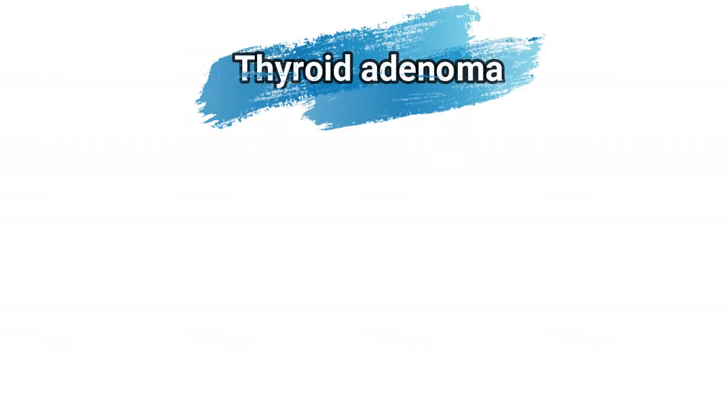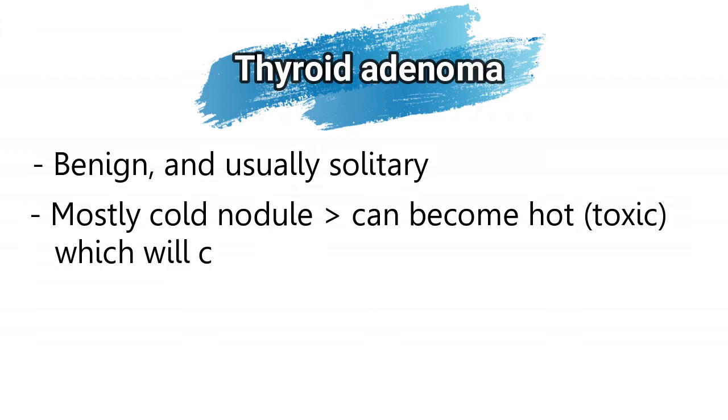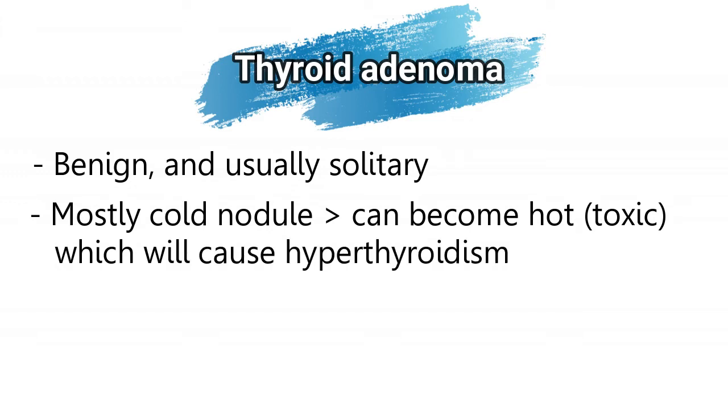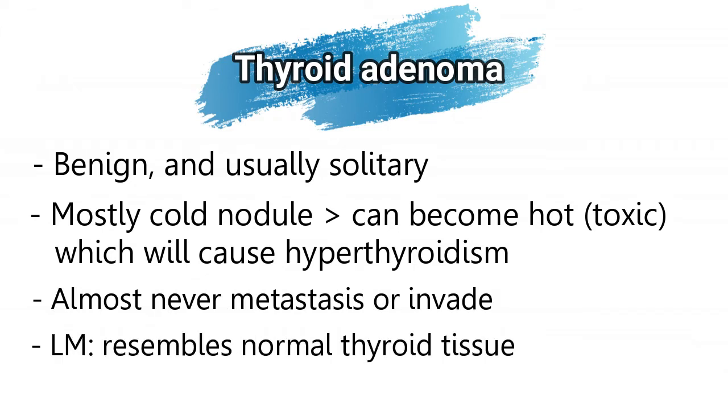So let's start. First off, we have thyroid adenomas. They're usually benign and solitary. Most of the time they're also cold nodules, which means that they're non-functioning, but they can become hot or toxic, which will cause hyperthyroidism. They almost never metastasize or invade. And under the light microscope, it's going to resemble the normal thyroid tissue.